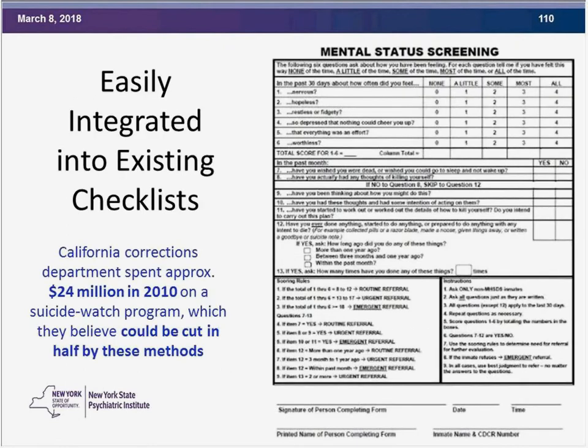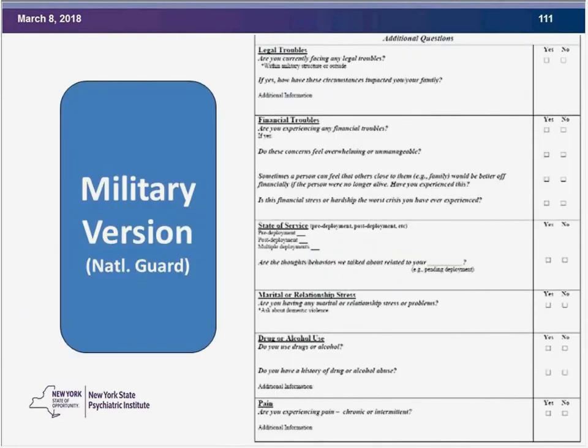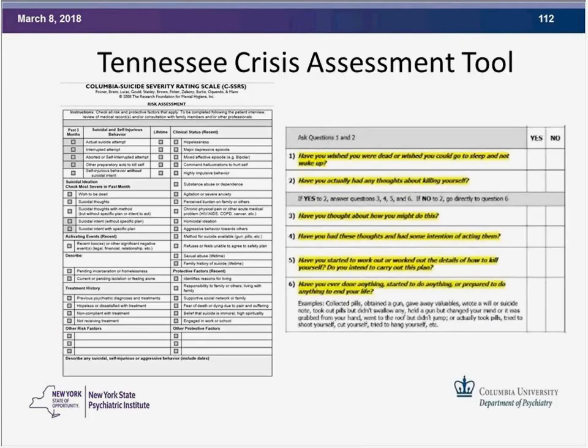And then you can take our questions, cut and paste them into any assessment you're already using. So this is a nurse's mental status checklist from a prison in California. They took our questions and dropped them right into their mental status check and added them to what they were already doing. And you can add your own questions to it. So this is a cover page with risk factors that the military National Guard thought were important to ask, things about state of service, how many deployments, any marital stress, using drugs or alcohol, any chronic pain, things that they know are high risk in their population.